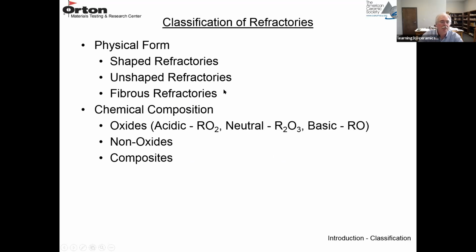And when you classify a refractory, you can do it based on physical form. That's a shaped refractory, an unshaped refractory, or a refractory in fiber form. Or you can do it on chemical composition by oxides, non-oxides, or composites. The oxides are classified whether they're acidic, neutral, or basic. An acidic oxide might be SiO2 for an RO2 group. A neutral oxide might be Al2O3 for the R2O3 group, and a basic oxide might be MgO for the RO group.